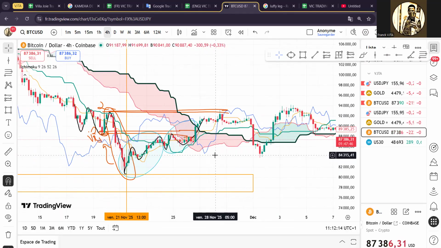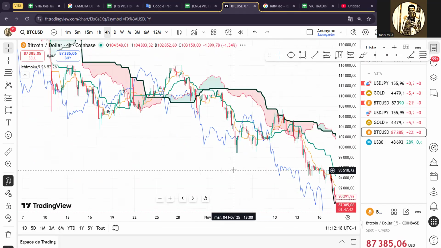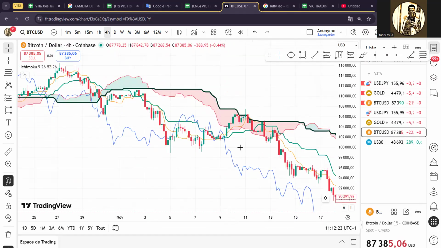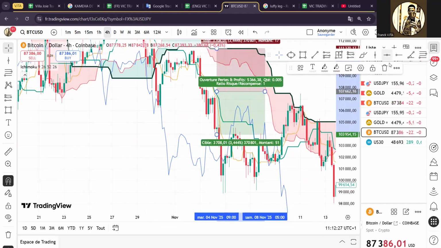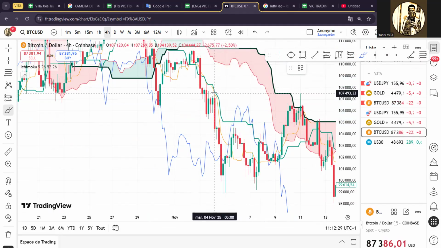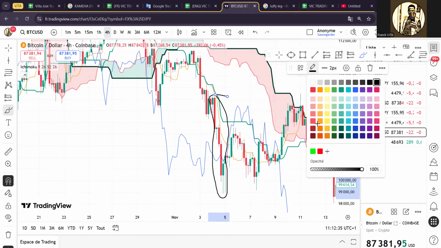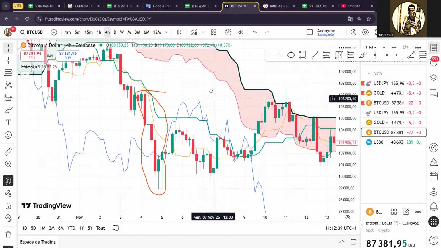Okay, so let's try to do another one. Let's do this one. Look at this left leg. This whole left leg, this one. On this left leg, right?